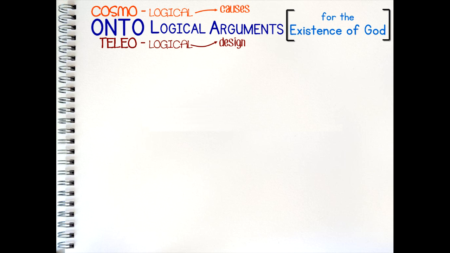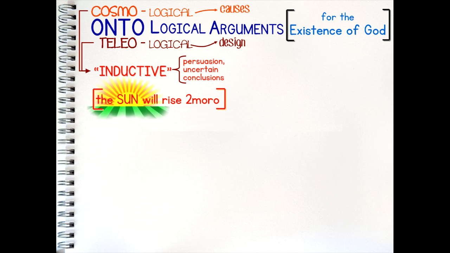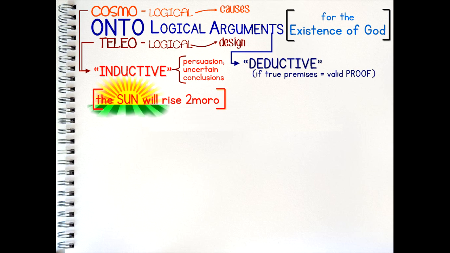Both the cosmological and teleological arguments were examples of inductive arguments, which means they try to build a case of evidence that might persuade us of their conclusion, but they cannot provide strict proof. For example, if I were to say the sun will rise tomorrow, this is an inductive argument. It assumes that what has happened in the past will continue in the future, which means although the conclusion is highly likely, it is not 100% certain. The ontological argument, by contrast, is deductive. This means that if we accept the premises of the argument are true, then we have to accept its conclusion.